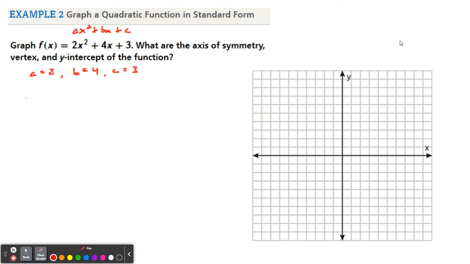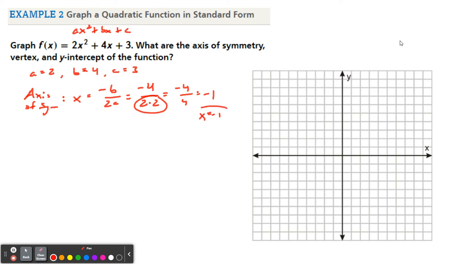So let's find the axis of symmetry first. The axis of symmetry is going to be x equals opposite of b over 2a. So the b is a 4, so it's going to be the opposite of 4, which is negative 4. And then we're doing 2 times a. 2 times 2 is 4. Simplify this, negative 4 over 4, and that's going to be negative 1. That is going to be where your axis of symmetry is. x equals negative 1. I can draw that line in right now. Go to where x is negative 1 and draw your dotted line.